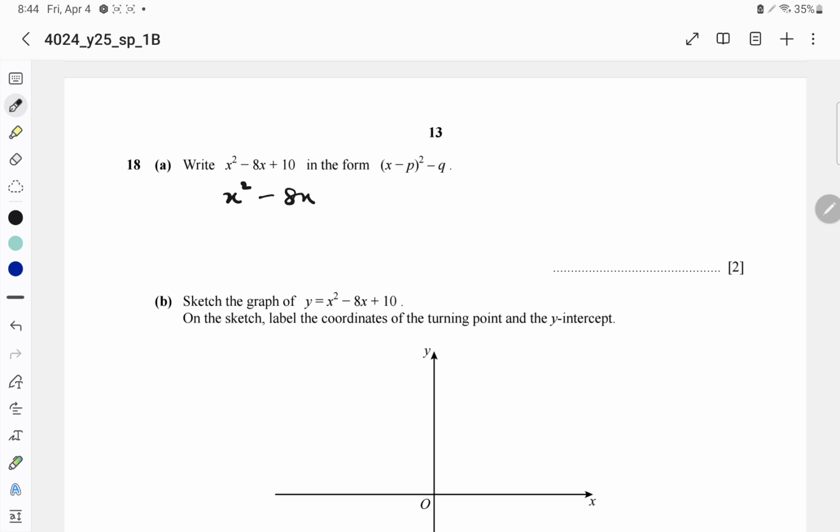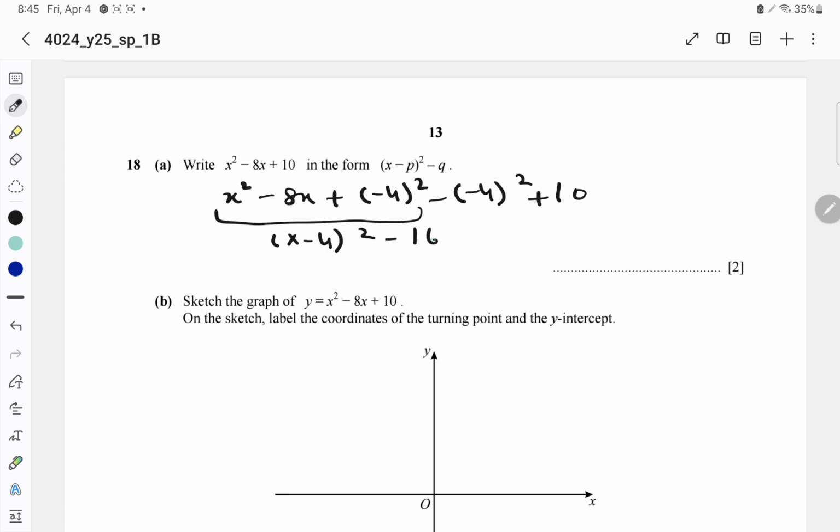Then the half of 8 is 4, so you are adding minus 4 square and subtracting 4 square, and then writing down 10 as it is. So this much will become x minus 4 whole square minus 16 plus 10, and then x minus 4 whole square minus 6 is the answer. Okay, now sketch your graph y equals x square minus 8x plus 10. It's easy for us to sketch now after getting the answer in this form.